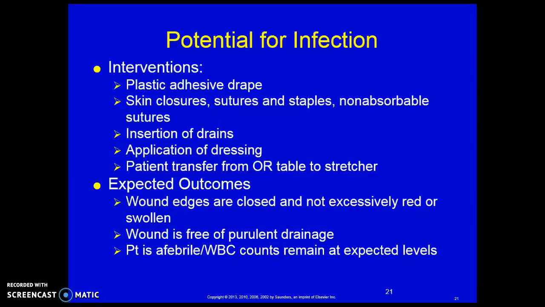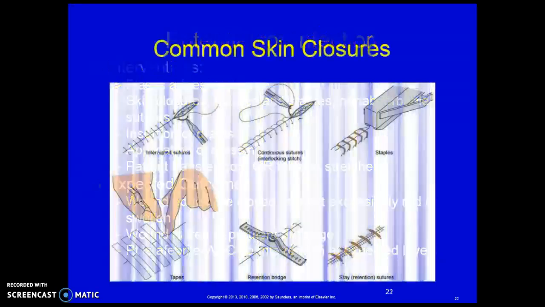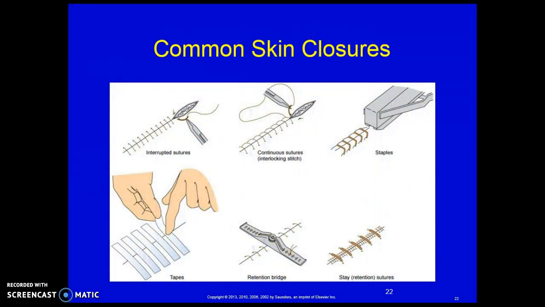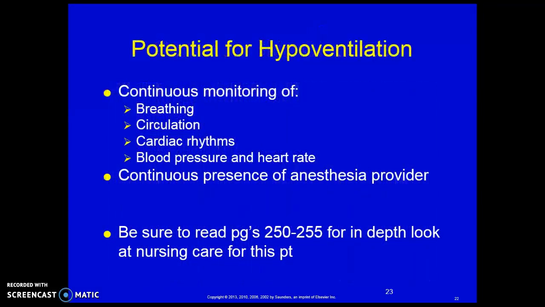We don't want the wound to have purulent drainage. We want the patient to remain afebrile. We want white counts to stay at expected levels. So these are all things, if you're building a care plan and doing nursing diagnoses, these are the expected outcomes that we're hoping for that patient. I just put this on here to show you the different things that we do for closing up wounds. I'm not going to ask you anything about those.